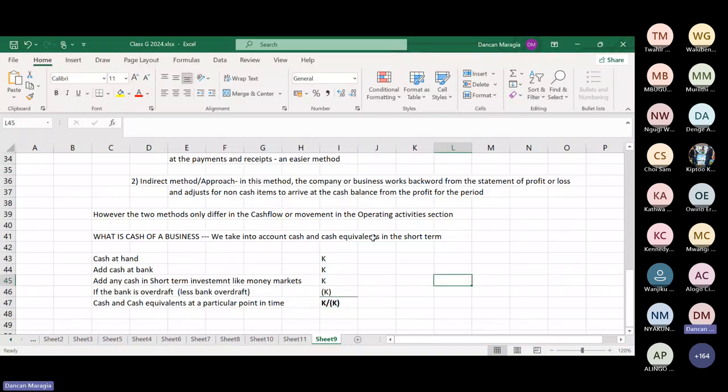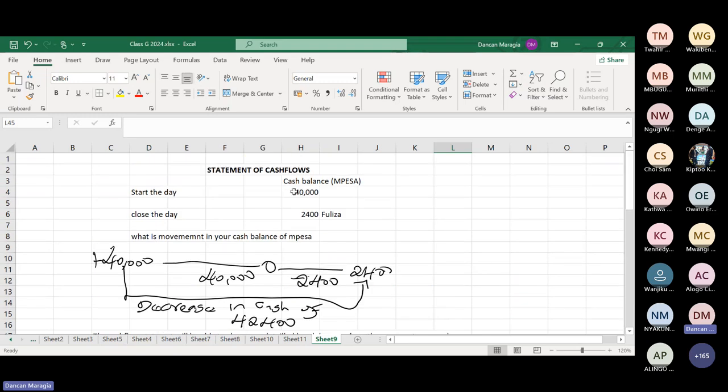So when you take the cash and cash equivalents at the start, assuming at the start I've got 40,000 and at the end I've gotten negative, let's say negative 24,000, it means my cash and cash equivalents have moved. So there is a decrease. The movement is either a decrease or an increase in cash and cash equivalents.